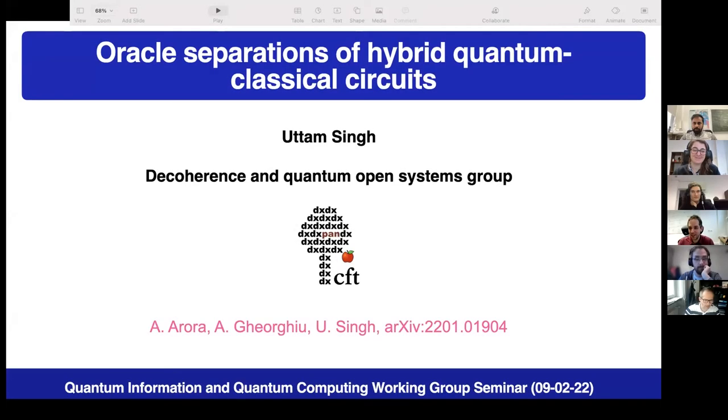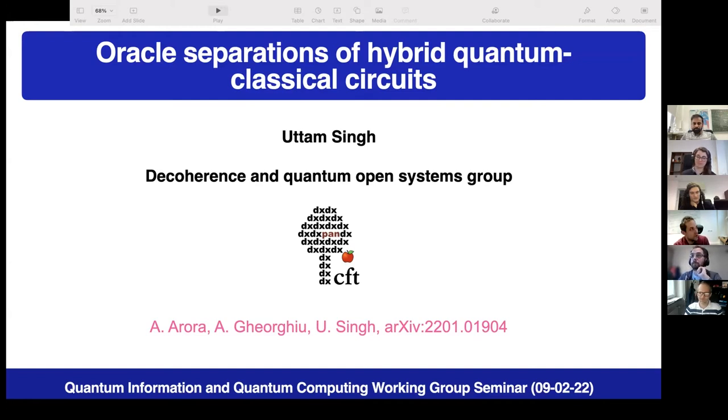So hello, everybody. It's my great pleasure to introduce today's speaker. It's Dr. Uttam Singh, who works in our institute. Uttam did his PhD at Harish Chandra Institute in Allahabad under the supervision of Professor Arun Kumar Pati. There he worked on topics of entanglement and quantum coherence. So he was very engaged in this popular topic at the time, quantum coherence.